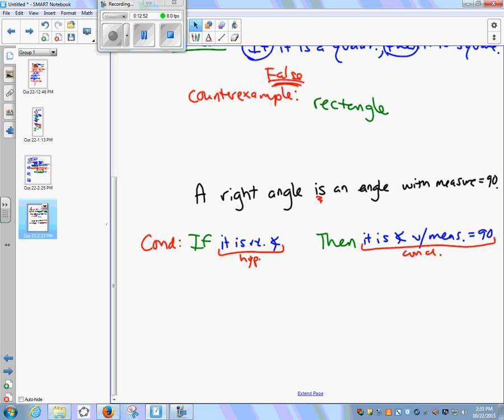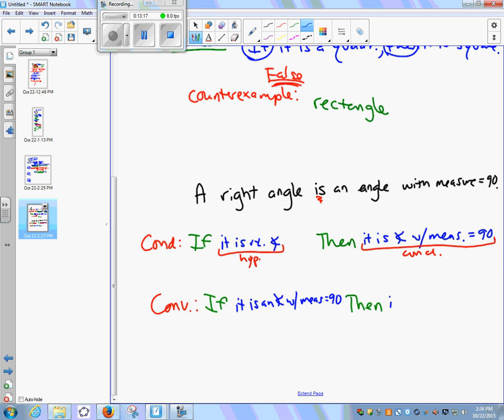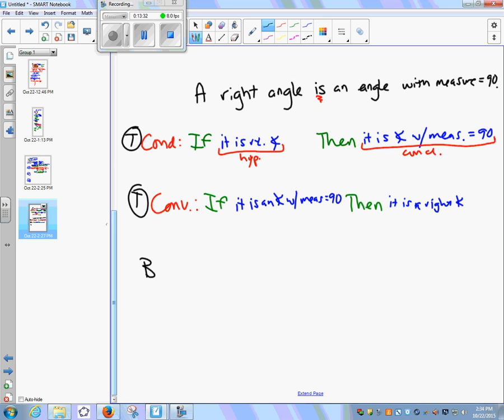If I write the converse, would it be true? Yes. The converse says if it is an angle with measure equal to 90, then it is a right angle, right? We just switched the if with the then. Okay, turns out this is true and this is true. So we say, oh, okay, if both are true, now I can write the biconditional.